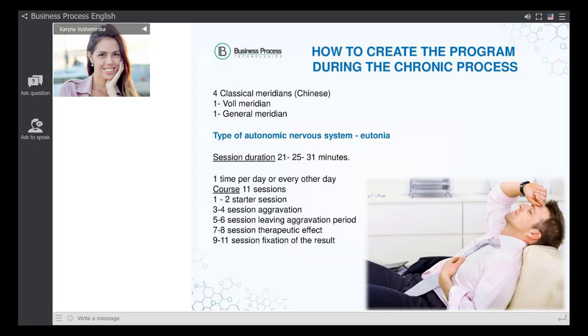Because this procedure has different stages. The first and the second session you do, so the 2 days you do the session, is a starter session. So you just start, you prepare your body. The third and the fourth session is the session of aggravation. So the symptoms which were dormant inside of you in this chronic disease, some of them may wake up and irritate you a little bit.